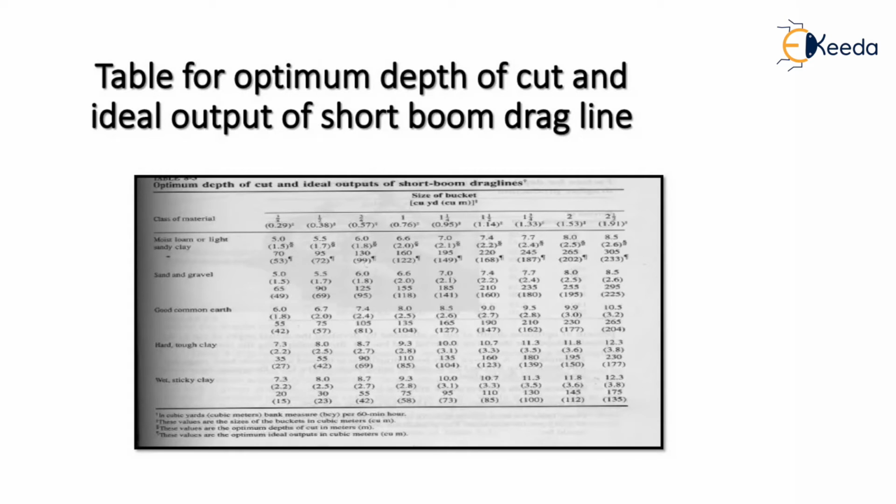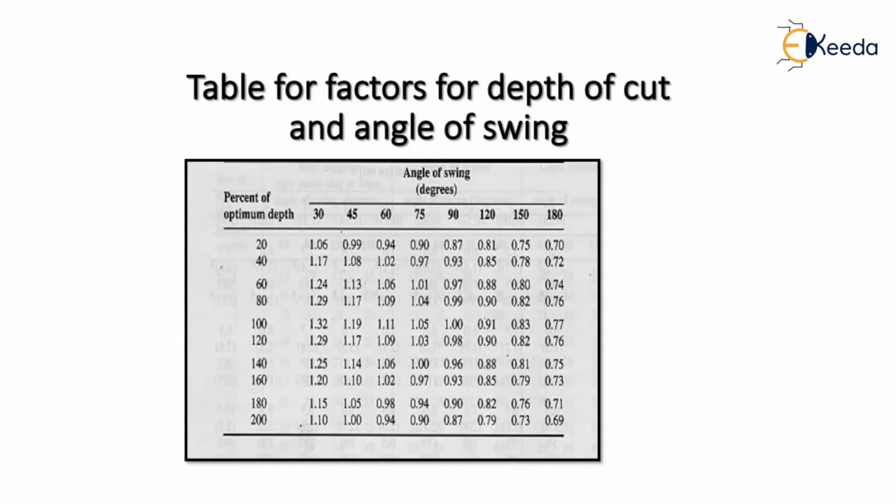Now, this is a typical table for the optimum depth of cut and the ideal output of a short boom dragline, with respect to the class of materials and the size of bucket. So, there are various sizes of bucket in cubic meters, up to 2.5 cubic yards or cubic meters. Next, this is the table of factors for the depth of cut and the angle of swing of the boom and the depth which is to be excavated.